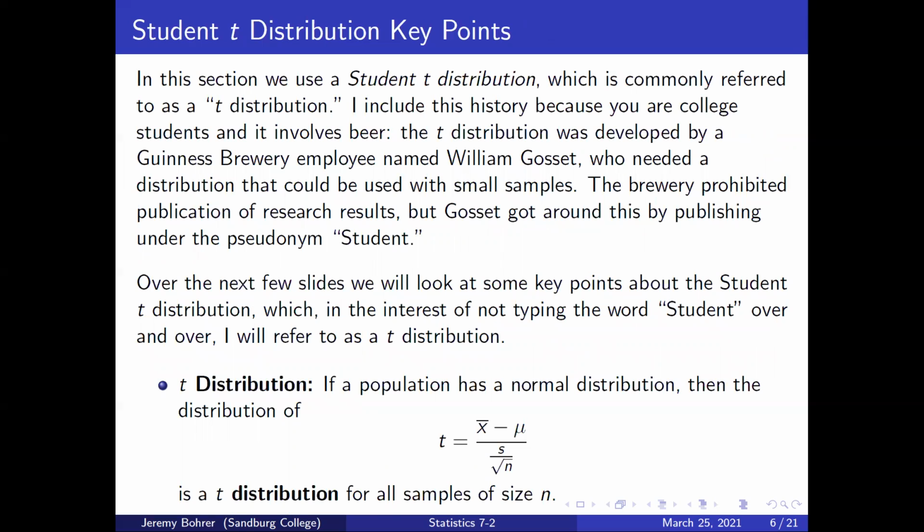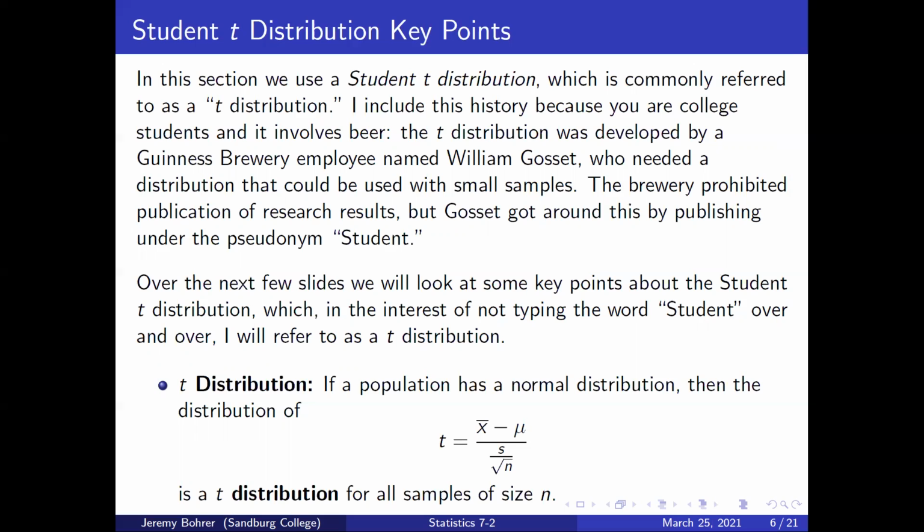In this section, we use a student t distribution, which is commonly referred to as a t distribution. I include this history because you are college students and it involves beer. The t distribution was developed by a Guinness Brewery employee named William Gossett, who needed a distribution that could be used with small samples. The brewery prohibited publication of research results, but Gossett got around this by publishing under the pseudonym Student.